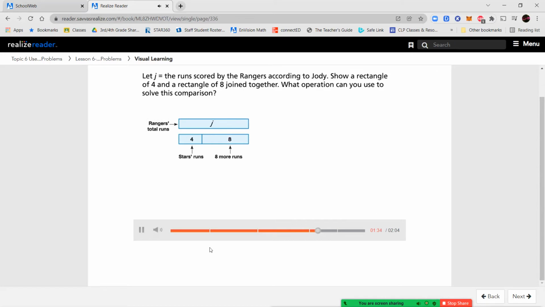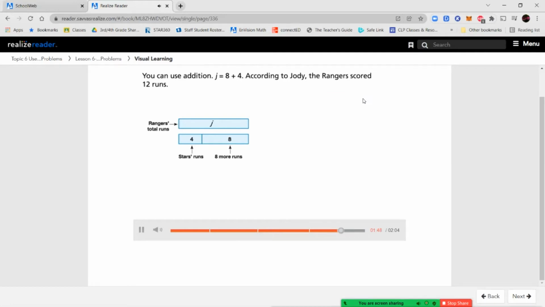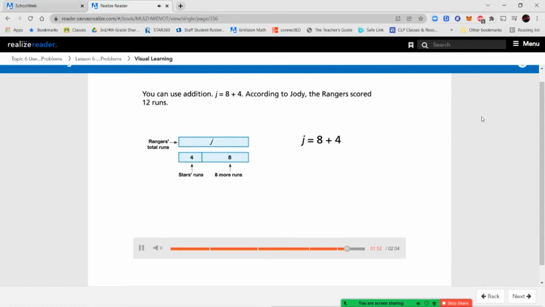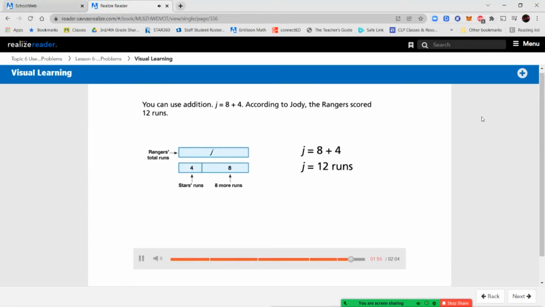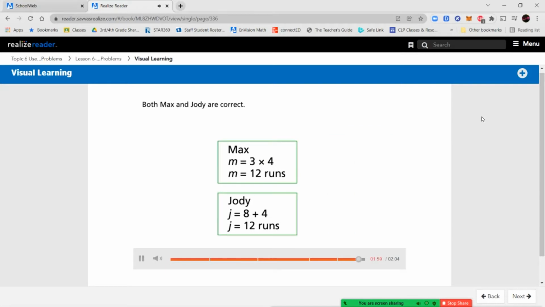Let J equal the runs scored by the Rangers according to Jody. Show a rectangle of 4 and a rectangle of 8 joined together. What operation can you use to solve this comparison? Select your answer. You can use addition. J equals 8 plus 4. According to Jody, the Rangers scored 12 runs. Both Max and Jody are correct.